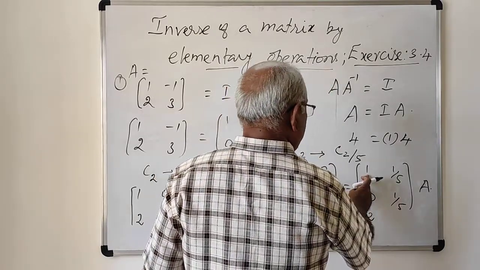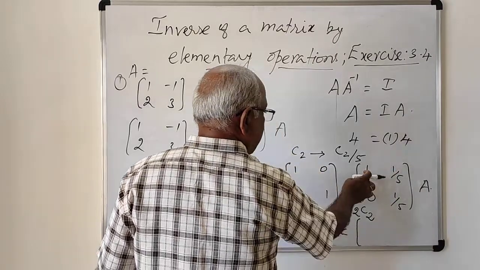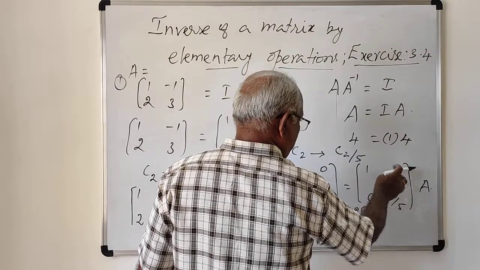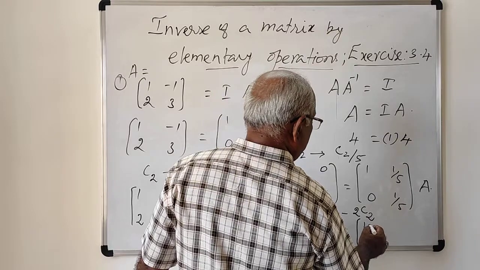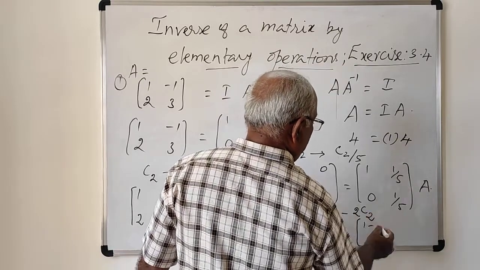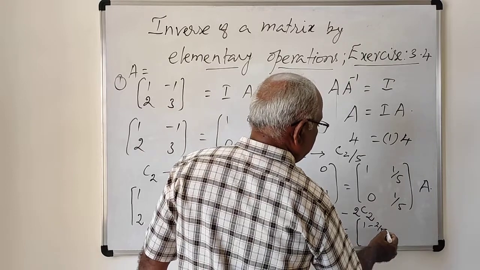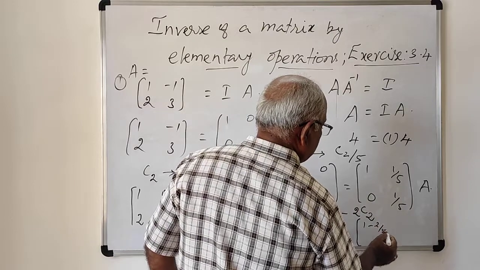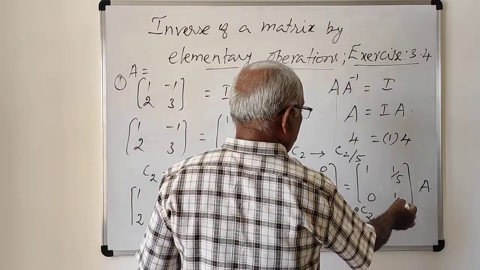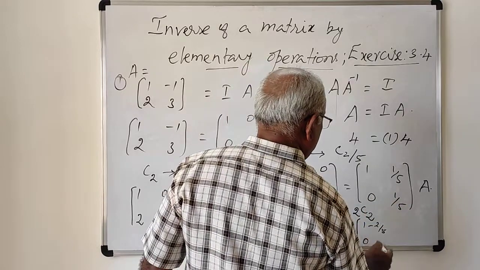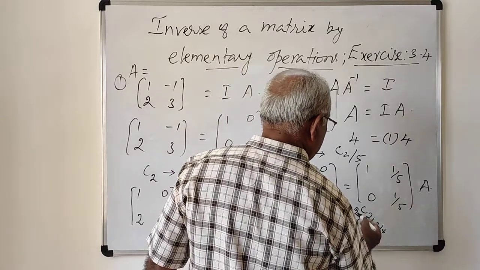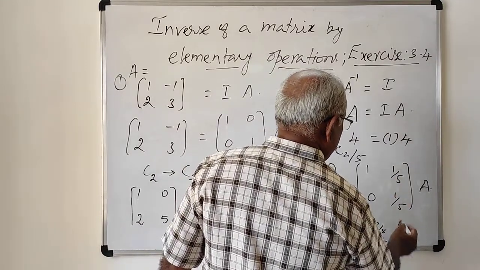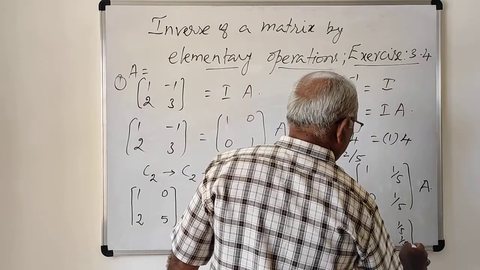Keep C1 as it is and multiply C2 by 2. 1 minus 2 by 5. 1 by 5 into 2 is 2 by 5. You will get 1 minus 2 by 5. Similarly, 0 minus 2 into 1 by 5 is minus 2 by 5. And the second column as it is, you will get 1 by 5, 1 by 5, into A.